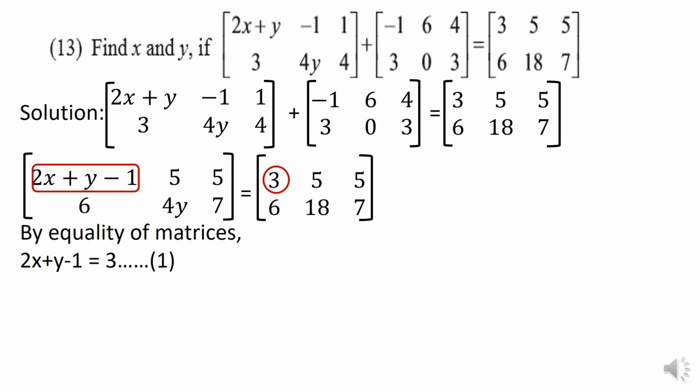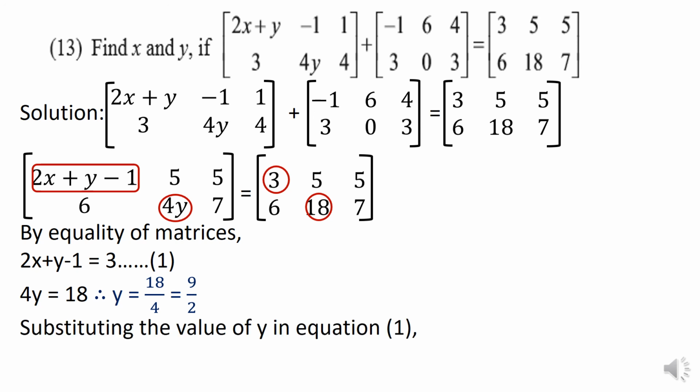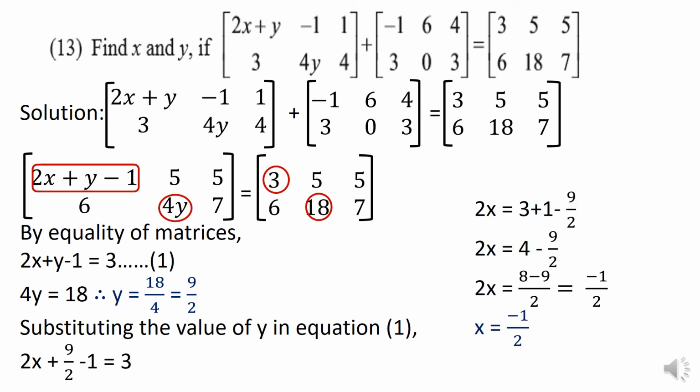Also we can write 4y is equal to 18. From 4y is equal to 18, we get y is equal to 18 upon 4, which is 9 upon 2. Substituting this value in equation 1, we can get the value for x by following these steps. Thus, we get the value of x as minus 1 upon 2. So, in this way, we get the value of both x and y in the question.